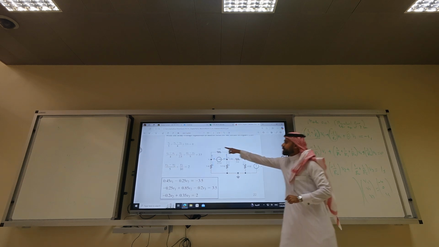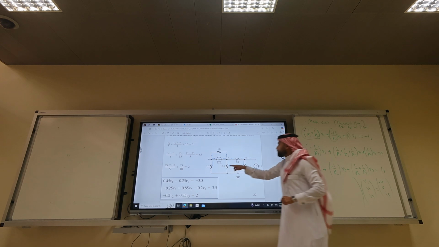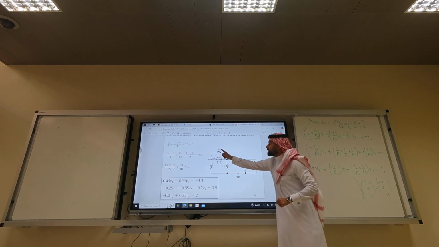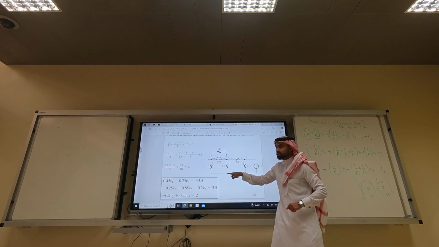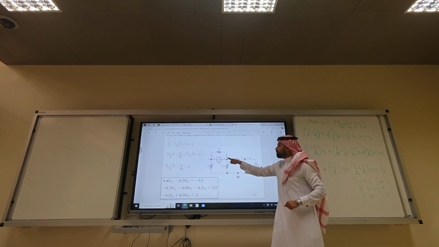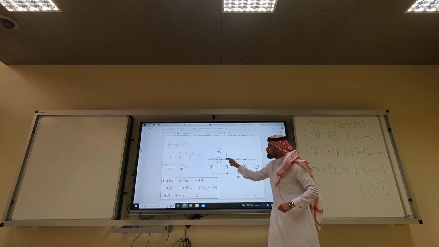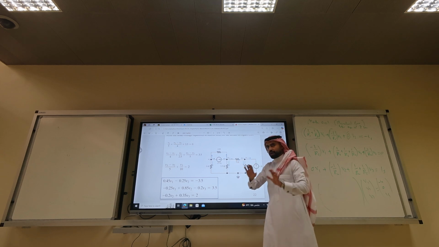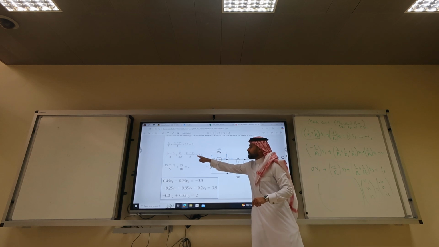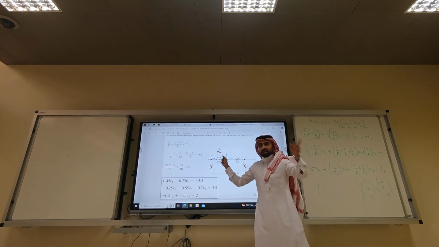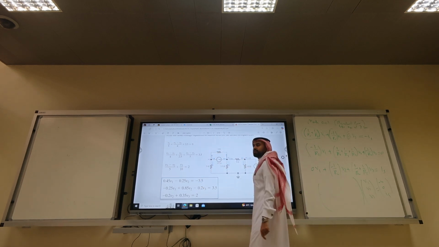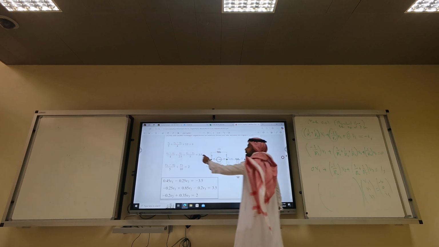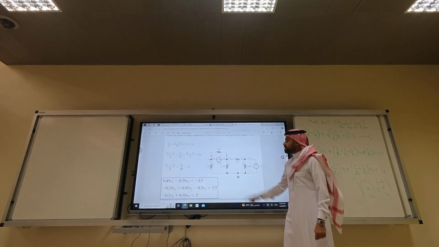Any question about the first equation? The second equation: V2 minus V1 over 4 plus V2 minus 0 over 2.5 plus V2 minus V3 over 5 minus 3.5. Okay, what's this current? Minus 3.5. So minus 3.5 equal to 0. That's why he put 3.5 here. Get it? So what's the current?